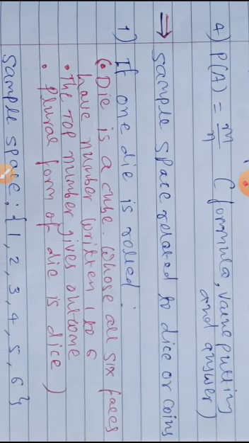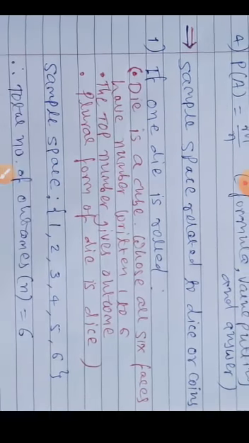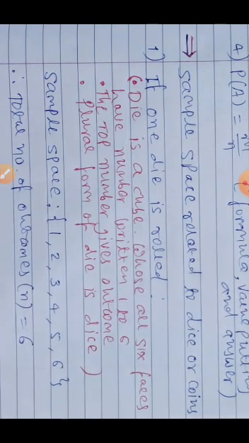Now I am giving you some sample spaces regarding dice and coins. If one die is rolled, die or dice, both are the same. A die is nothing but a cube whose faces have numbers from 1 to 6. Whatever number you get on the uppermost face is the result of throwing the die. The plural form of die is dice.